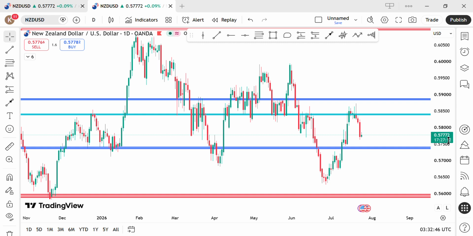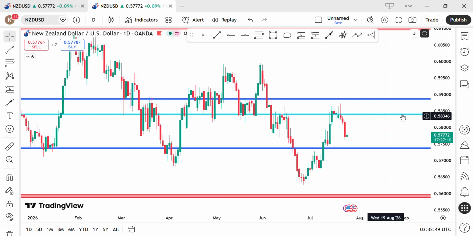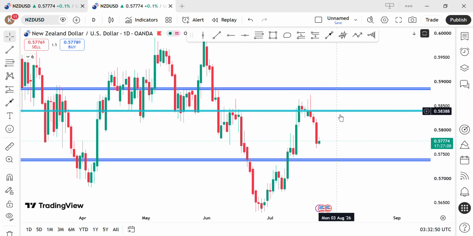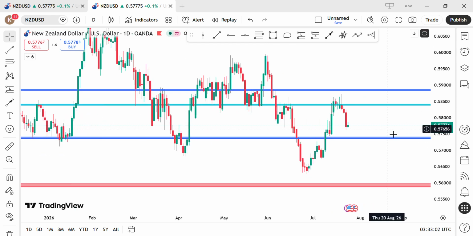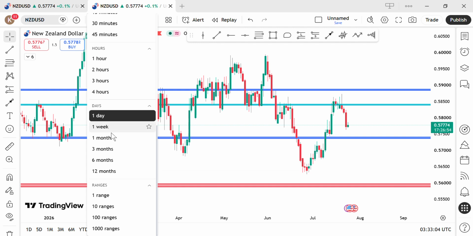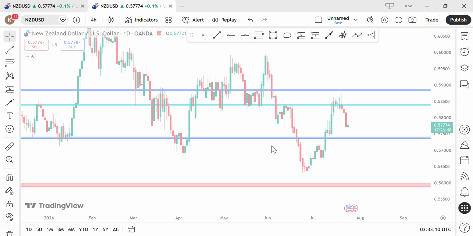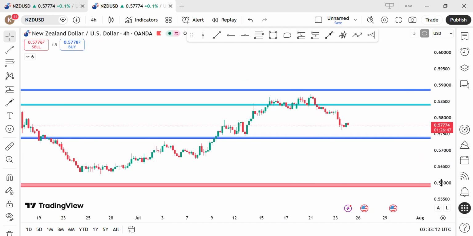And also we had multiple wicks rejecting the resistance level, showing that buyers are unable to break through this level. So that gave us an unconfirmed bearish bias. So we dropped to the 4-hour time frame to look for another bearish bias, so that both the daily and the 4-hour time frame will be confluent.